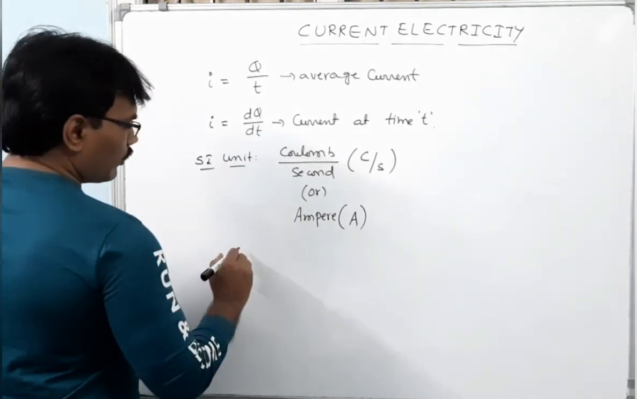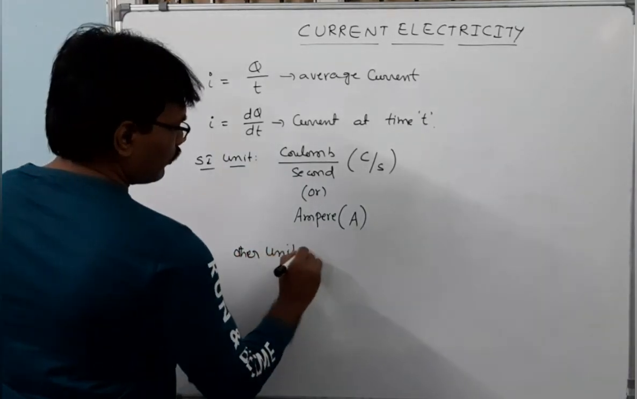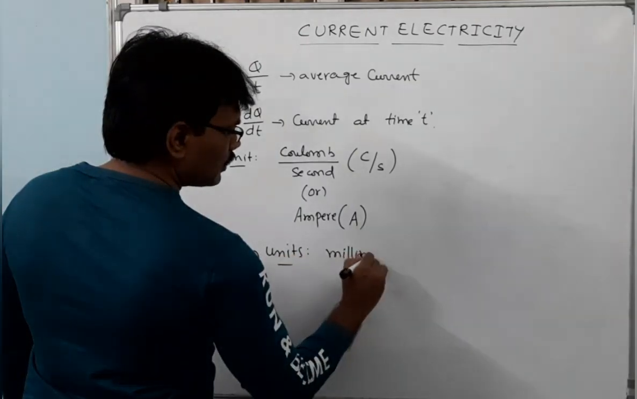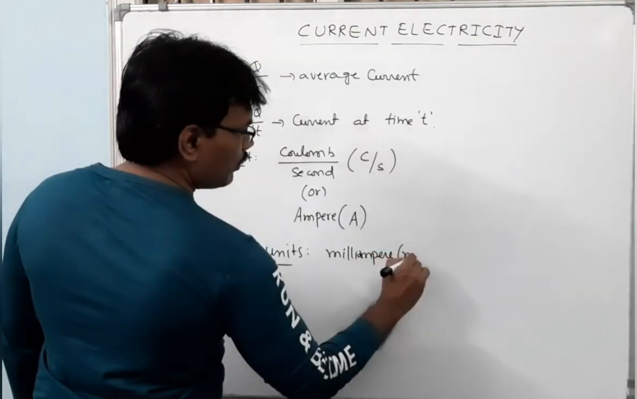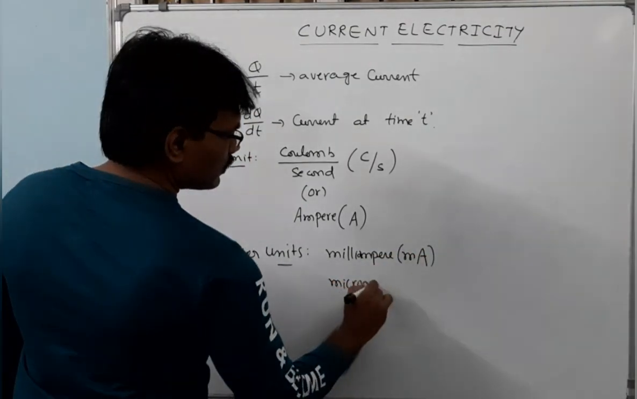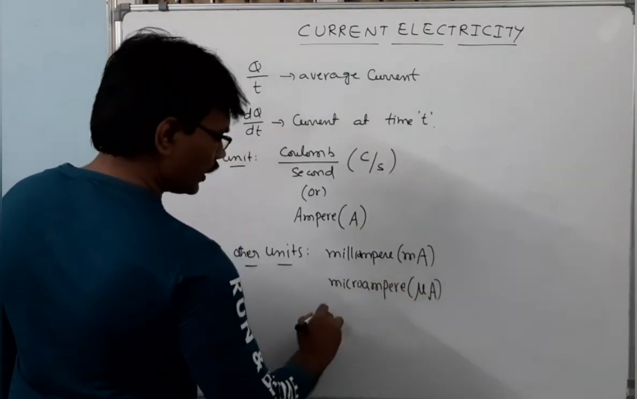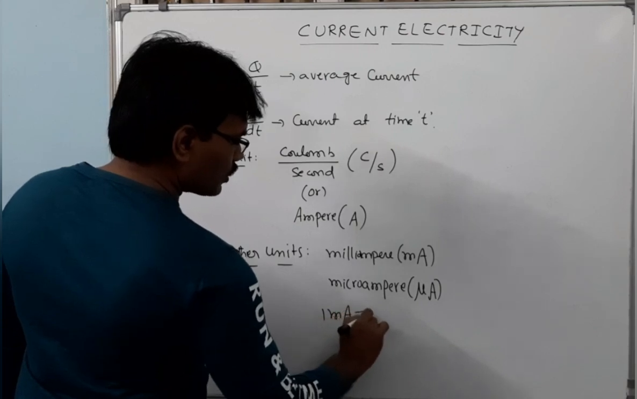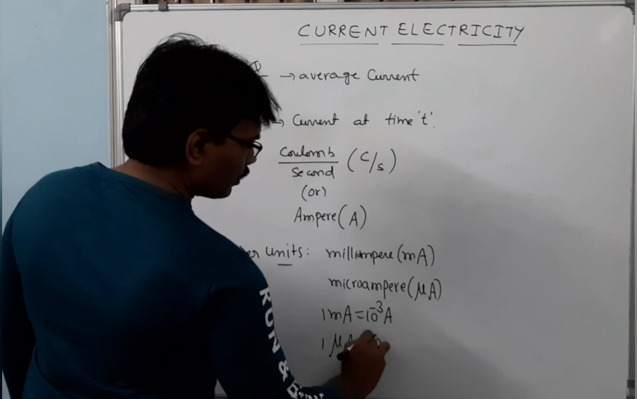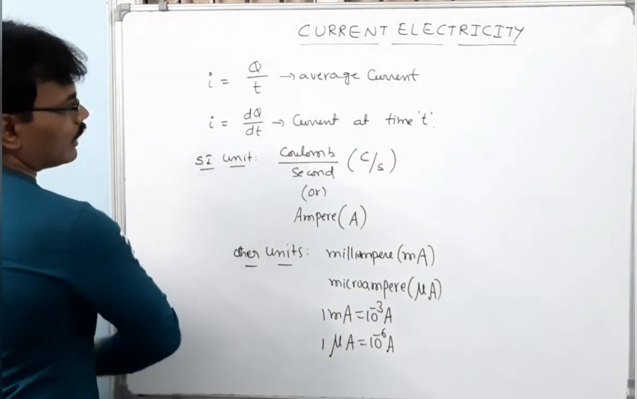Other units of electrical current we use are milliamperes and microamperes, with the symbol mu A. 1 milliampere is equal to 10 power minus 3 amperes, and 1 microampere is equal to 10 power minus 6 amperes. These are the other common units of electrical current.